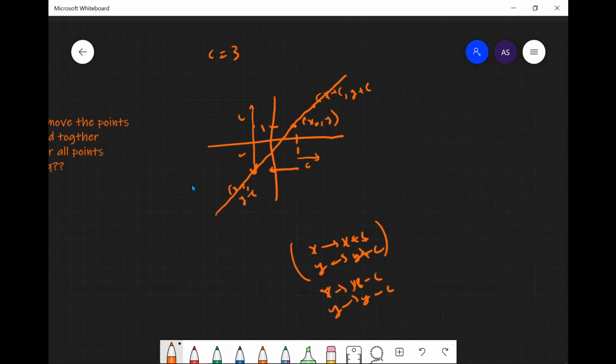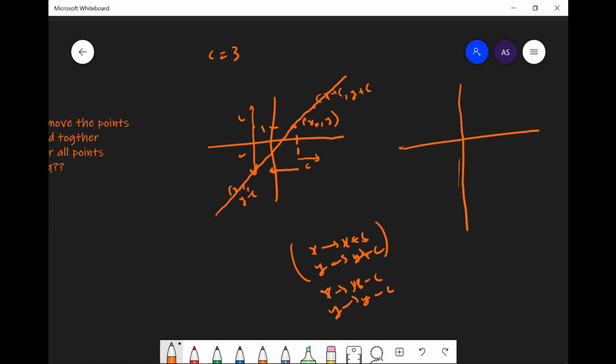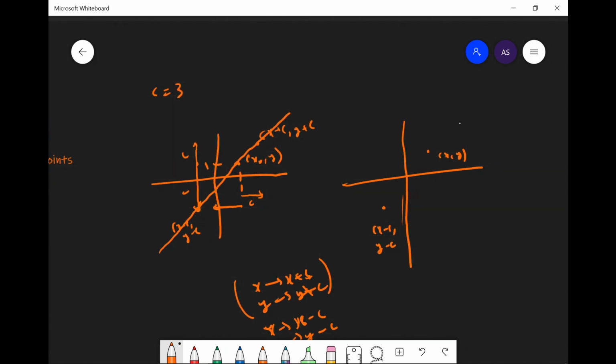Now let me draw this a bit more clearly. This is the line, and here is one point, x comma y. This is x minus c comma y minus c, and above it there is a point x plus c comma y plus c. The distance between these two is the same. You can just imagine it for a moment, because the distance is looking small. So these are the three points and this is the line connecting them.